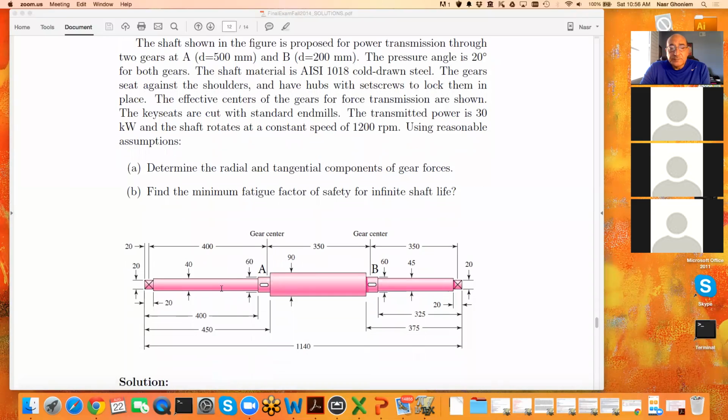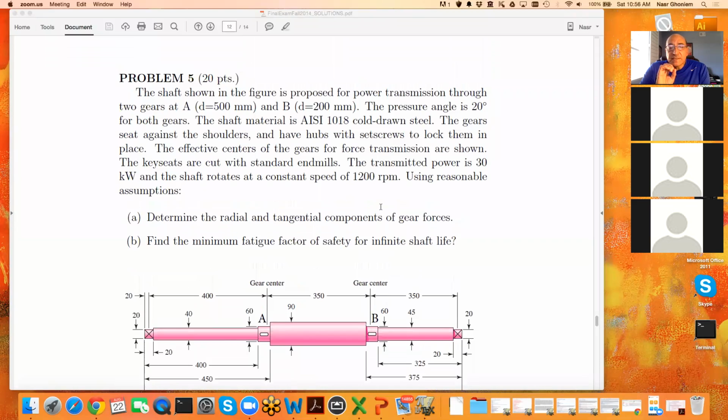You have a shaft that has a small diameter, and then you have two gears, one at A and one at B. So I have shoulders, you have keyways, and then the inner part of the shaft is larger. And we want to determine the radial and tangential components of the gear forces and the fatigue factor of safety. So this is a section of the problem that I described earlier as a full design of a gearbox. This is just one part of it, which is a shaft design.